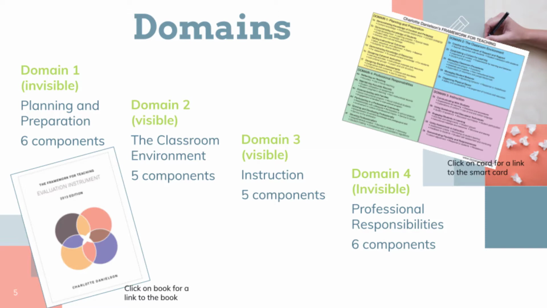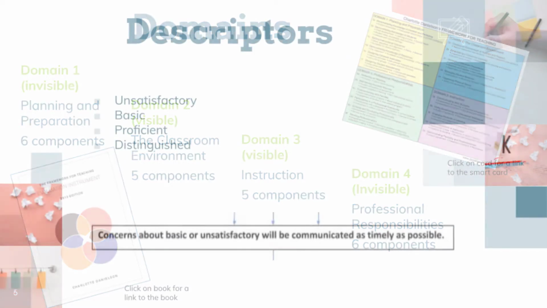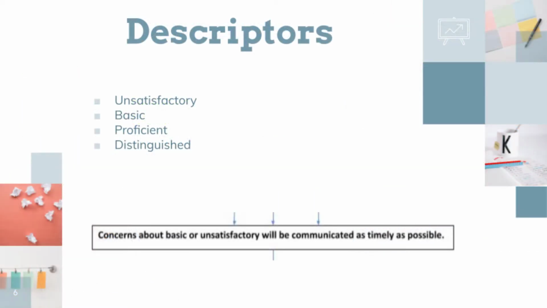Please note that some domains are listed as invisible. This means that they aren't always readily seen when in a classroom observing. Therefore, it is important that educators keep artifacts of those domains to share during post-evaluation. Visible domain components are easily seen within a classroom observation. Descriptors reinforce examples, and descriptors in the Charlotte Danielson book.